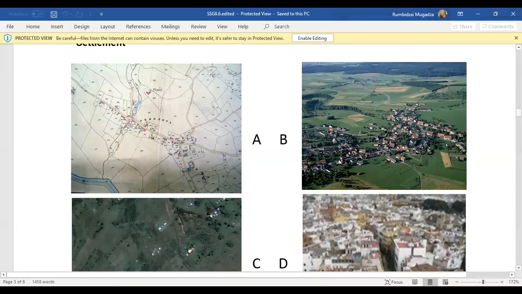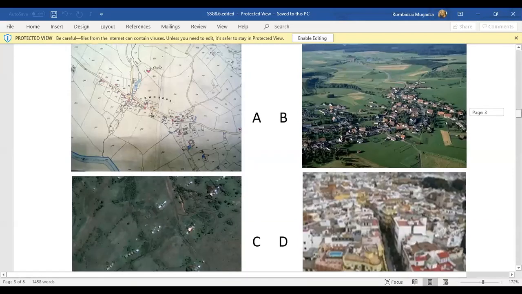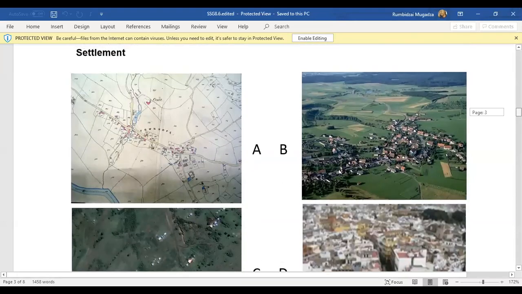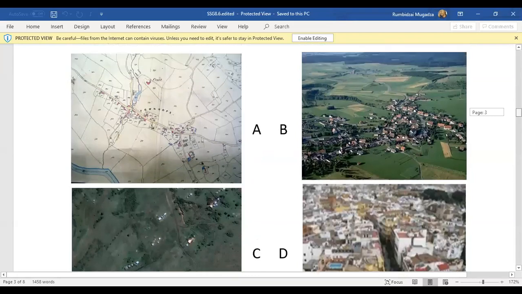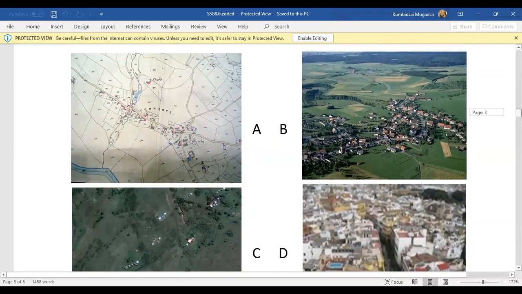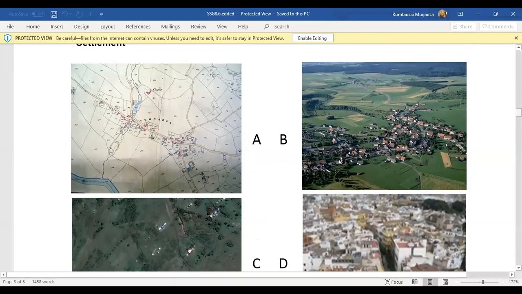I was saying, can you see these features from A to F? We're going to start with A. I want you to identify A. What type of settlement is A? Linear. Thank you, that's very good.